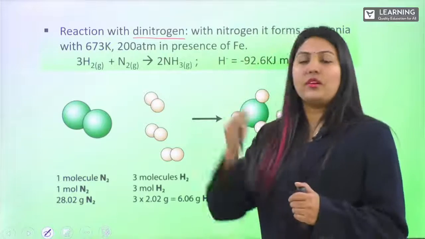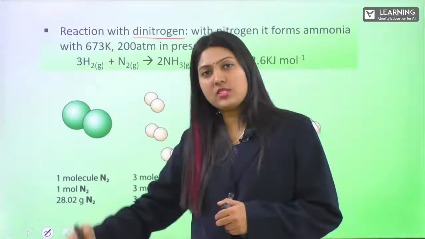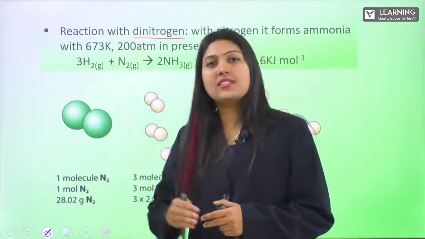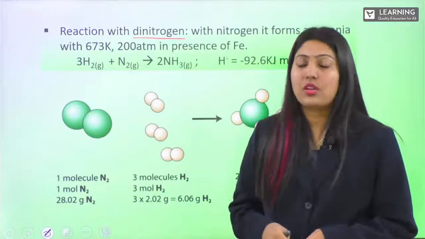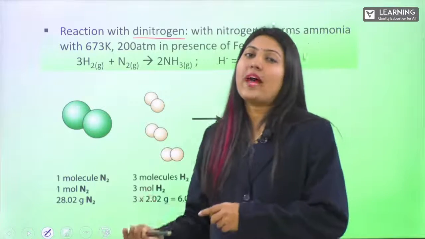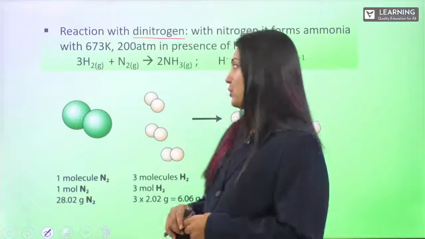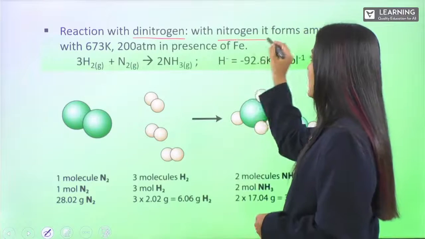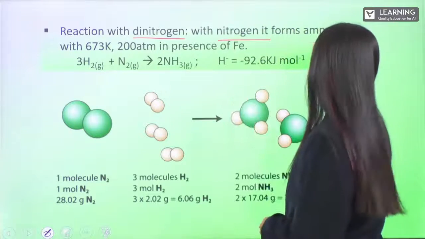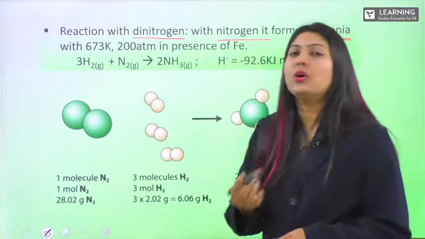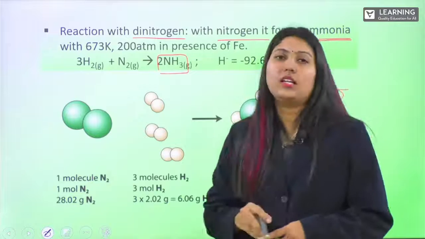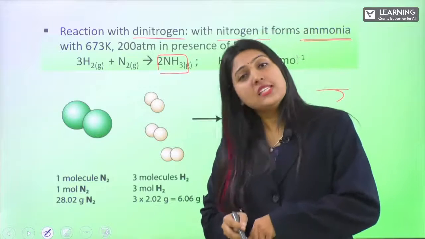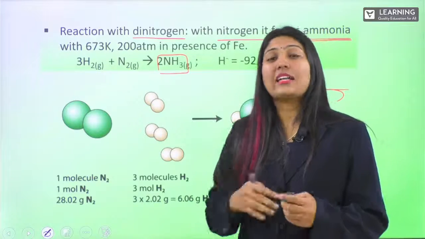Next one, reaction with dinitrogen. In the periodic table, we have halogens in group 17, oxygen in group 16, and in group 15 we have nitrogen. So what happens when hydrogen reacts with nitrogen? It forms ammonia, NH3. This ammonia is not formed directly.